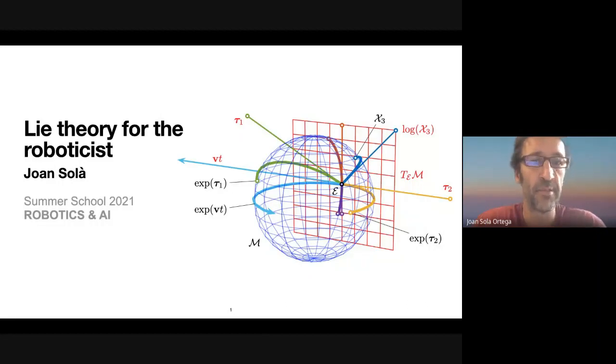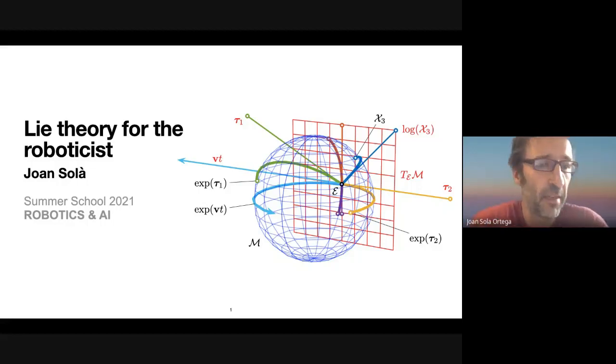My name is Joan Solà. I work at the Institute of Robotics in Barcelona. And my topic is Lie theory for the roboticist. I work in mobile robotics, navigation, state estimation, and control of different robots.